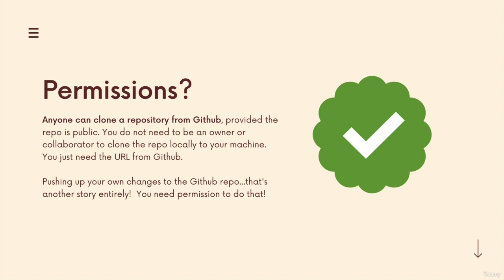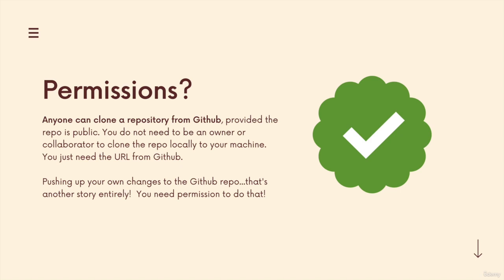So anybody can clone if it's a public repository, and if it was private, you wouldn't be able to see it anyways. You wouldn't, right? You wouldn't know the URL. You wouldn't be able to go to it on GitHub. But if you can see it on GitHub, copy that URL, you can clone it. You don't need to be an owner or a contributor.